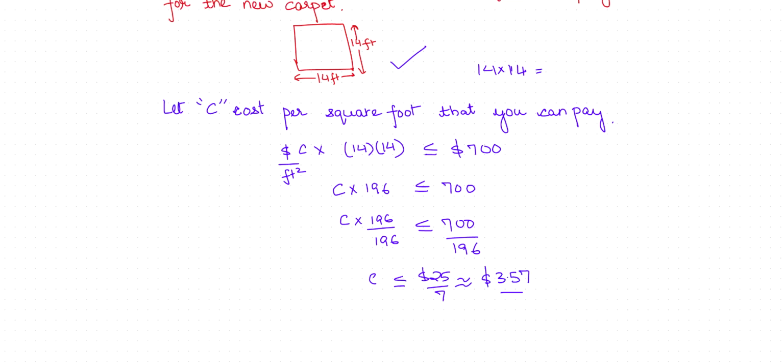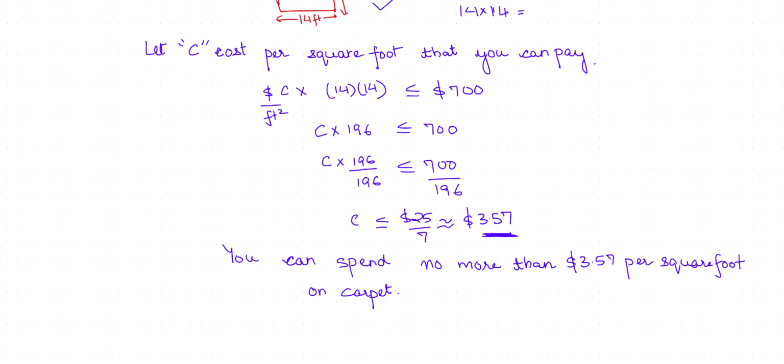So when you go to a store to buy the carpet, and there is a cost per square foot given, we have to see that it must be less than, not more than, it must be less than or equal to $3.57 per square foot. So the cost must be less than $3.57 and you can spend no more than $3.57 per square foot on the carpet.